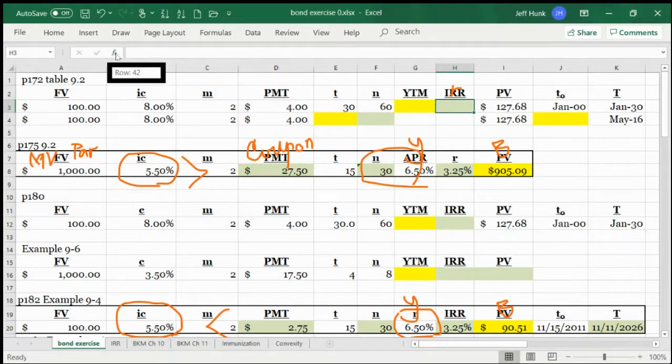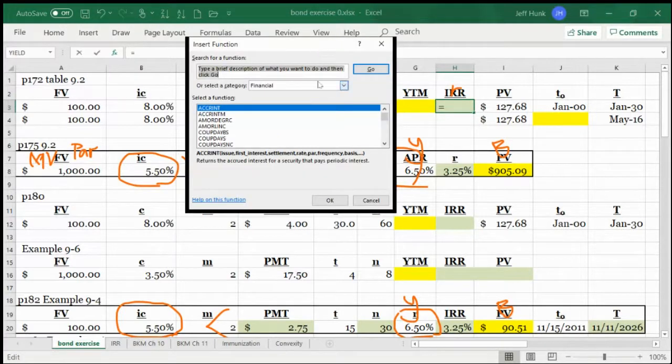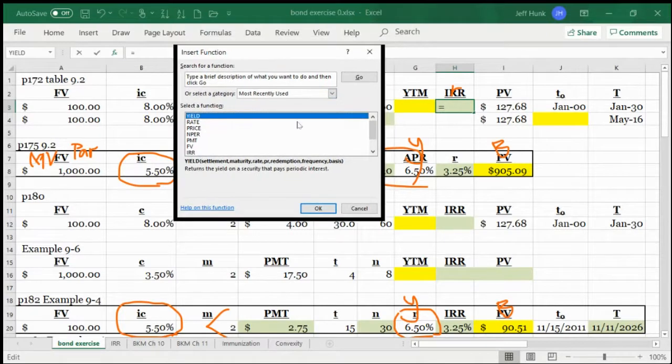To see what type of functions are available, you can click on this function icon. That's f of x. That means function of x, right? That's the function symbol. You click on that, and usually what you will see is the most recently used. But if you haven't used anything recently, you may not find the function that you want. I've used it recently, so I see the rate function there.